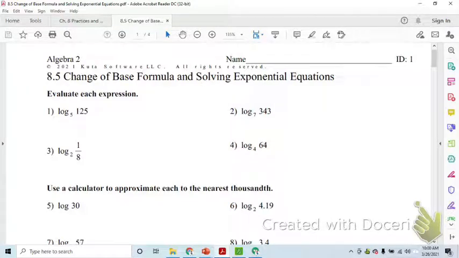So with 8.5, this is day 1. The assignment is just 1 through 16, just the front side of this. Make sure you have your calculators ready to go. We're going to be doing something called the change of base formula, which means this.